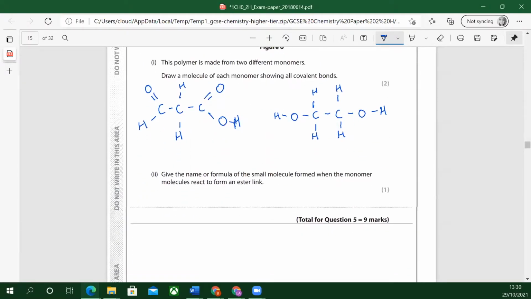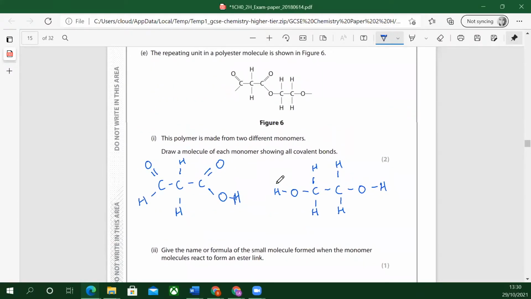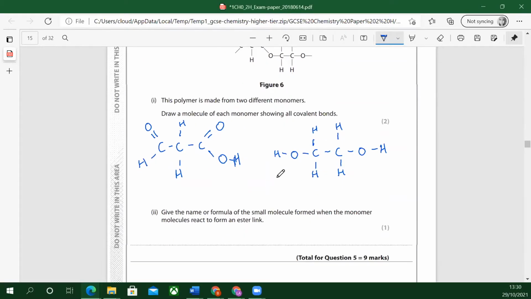Give the name or formula of the small molecule formed when the monomer reacts to form an ester link. If you think about it, what's going to be lost when the monomers form? You actually get water. So when the monomers react, it's H2O. You get water being formed.